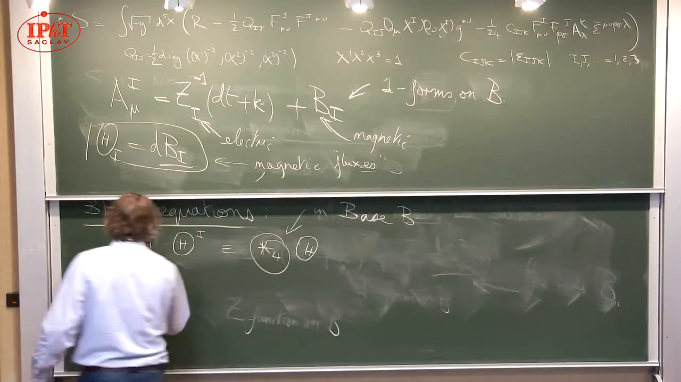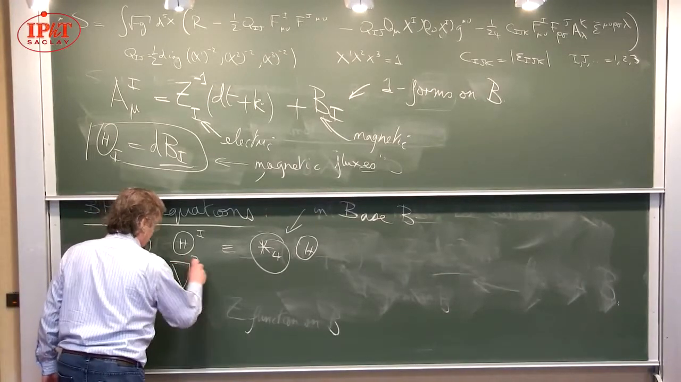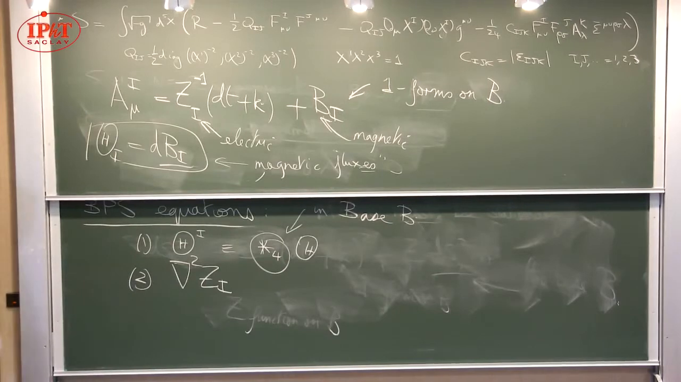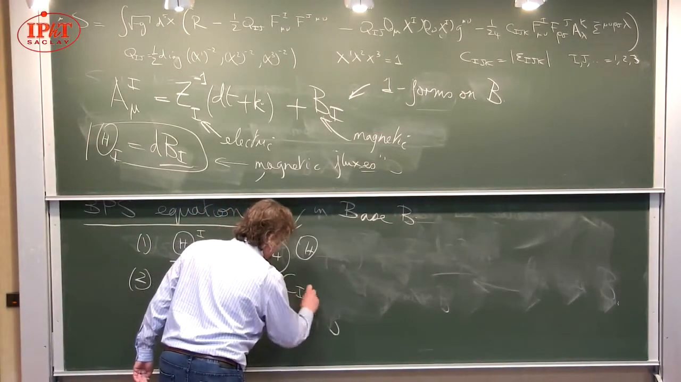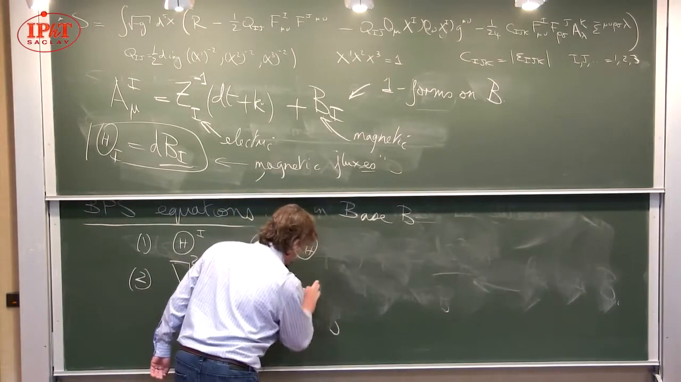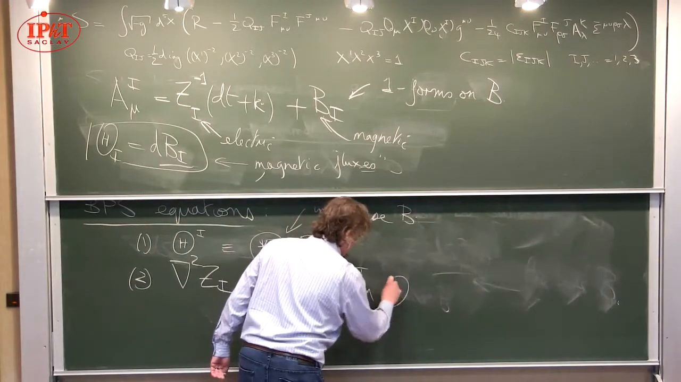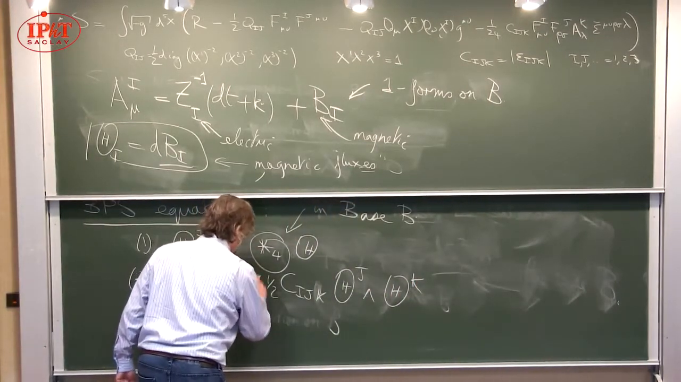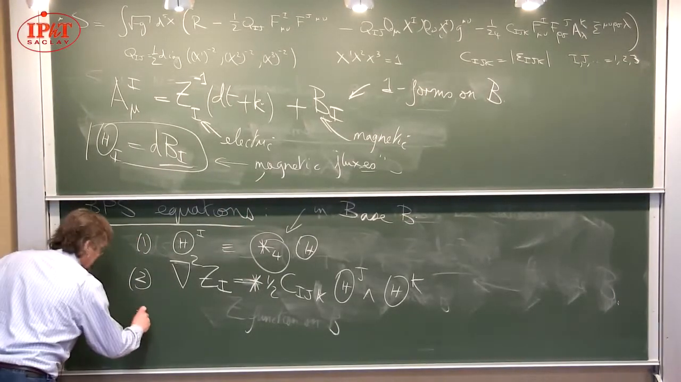The second thing you have to satisfy is that the Laplacian on the Z_i's has to be equal to, up to factors of 2, I think there's a half in here, C_ijk theta_j wedge theta_k with a dual. I'm going to say a lot more about this in due course.